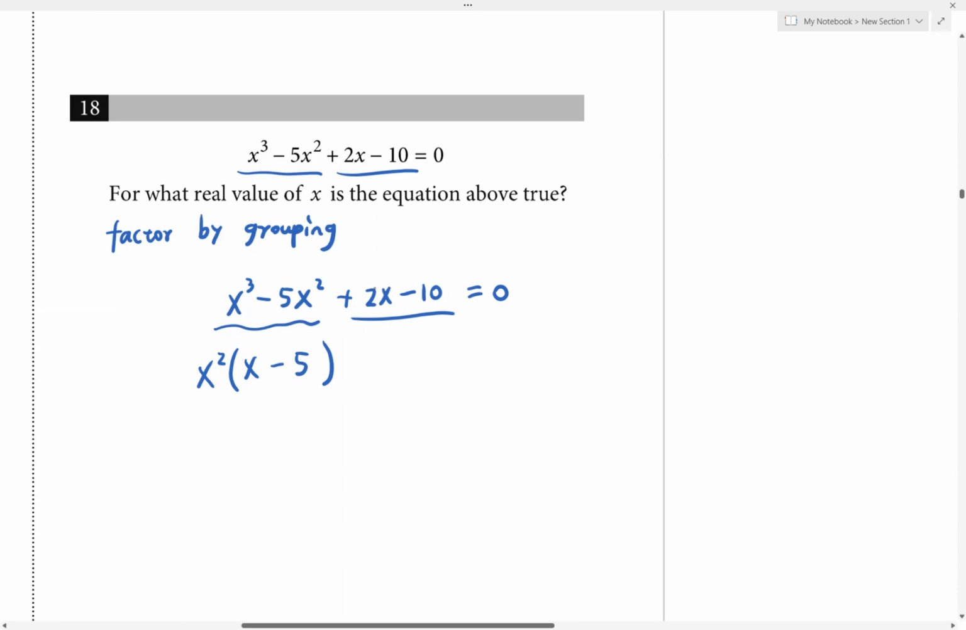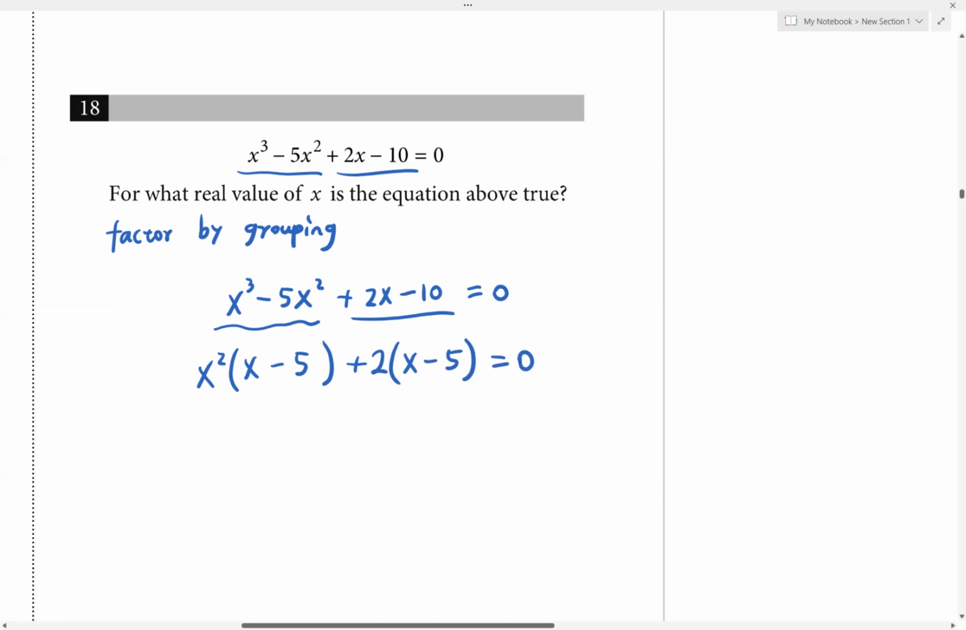And for our second group, we have 2x minus 10. Here we check the common factor. We can actually pull out a 2. 2 is a common factor here. So pull out 2 in front, and we should get x minus 5 in the parentheses, like that.